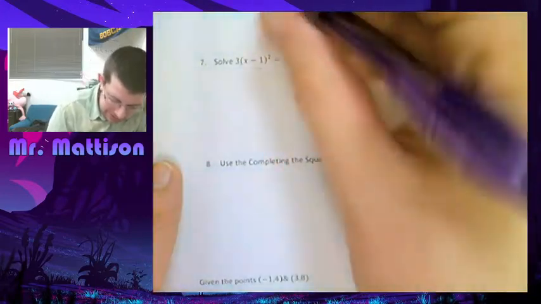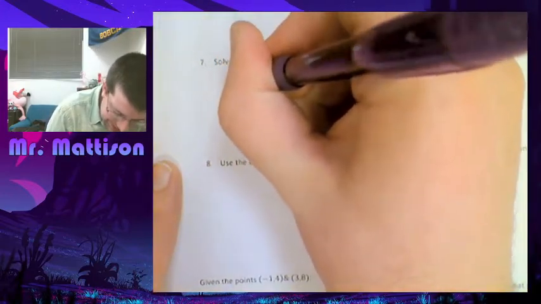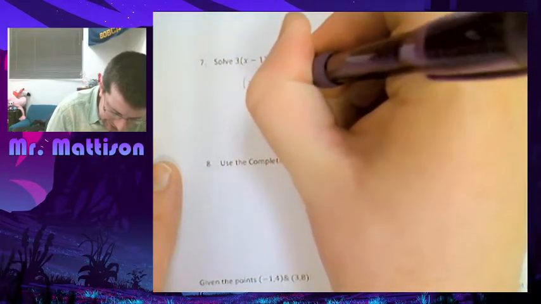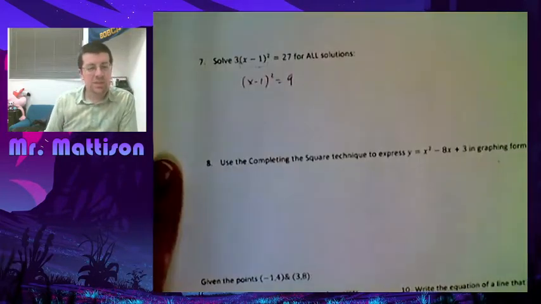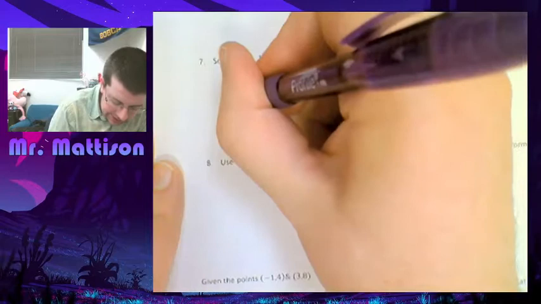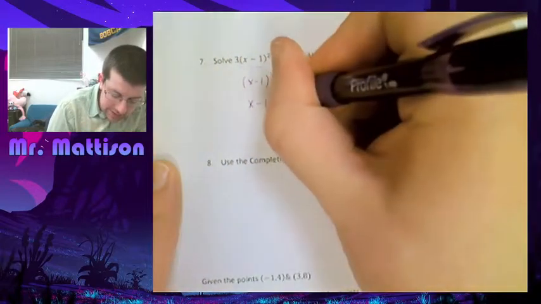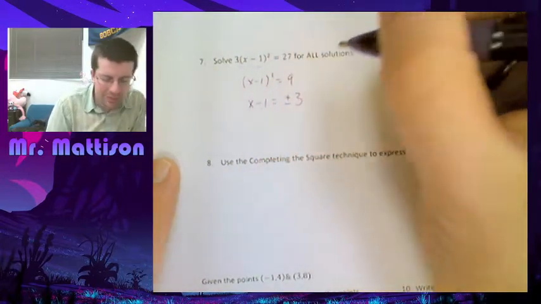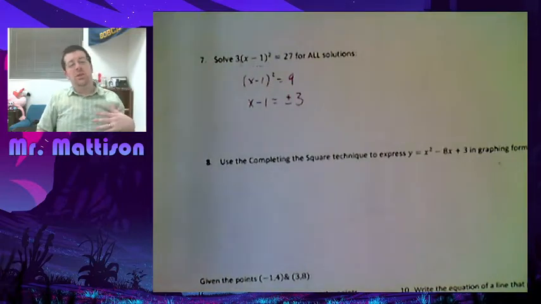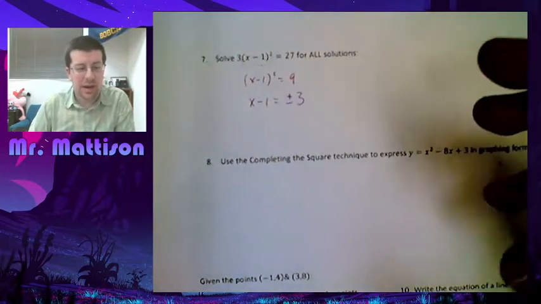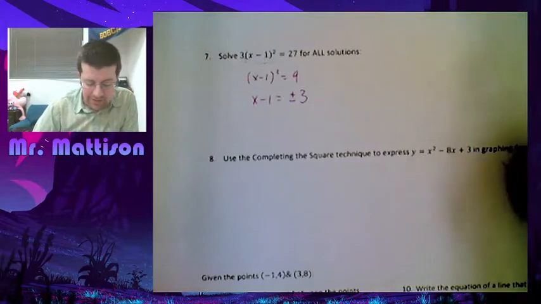27 divided by 3 is going to give me a 9. So I'm going to have x minus 1 squared equals 9. And then I can square root both sides. And I get x minus 1 equals plus or minus 3. You need that plus or minus because, again, if you're the one who is putting that square root into the problem, you need to have that plus or minus on it.